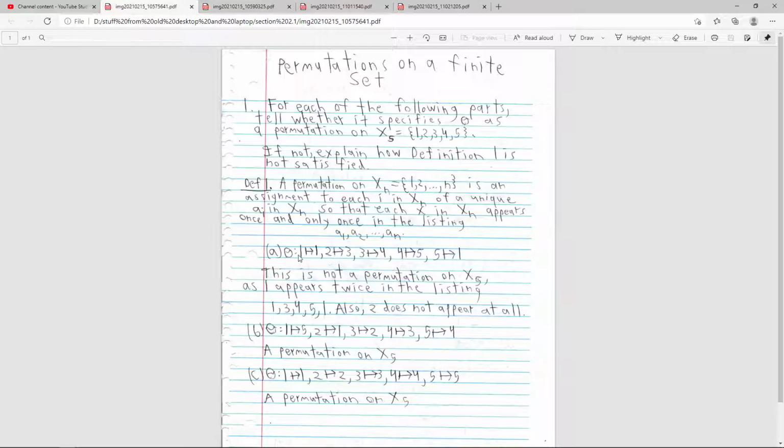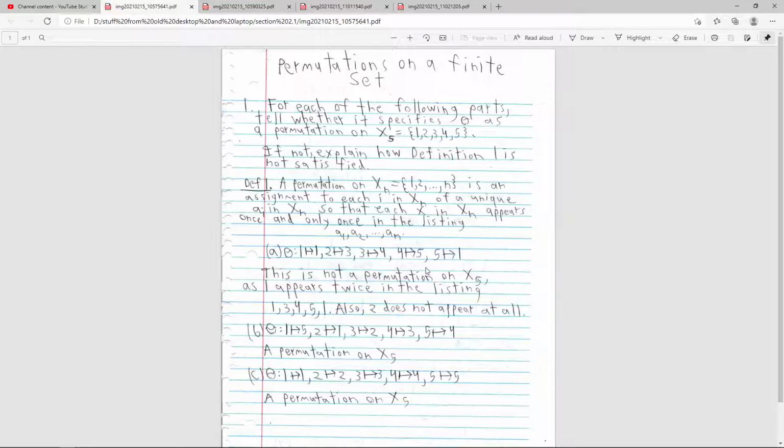So the first one, 1 goes to 1, 2 goes to 3, 3 goes to 4, 4 goes to 5, 5 goes to 1. This is not a permutation on X5, as 1 appears twice in the listing, and 2 also does not appear at all. So to be one-to-one, what it goes into has to appear once each. Each possible number has to appear once in the output, and you input each one to a specific output.